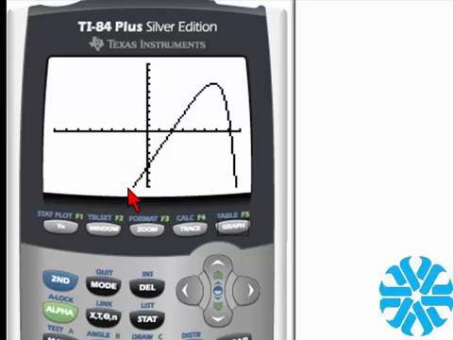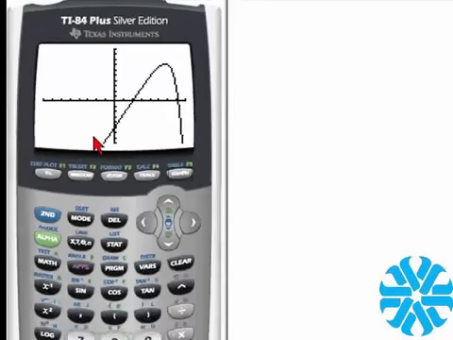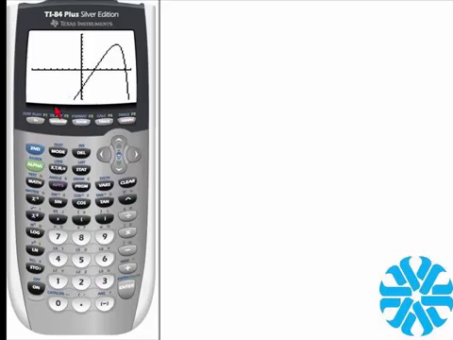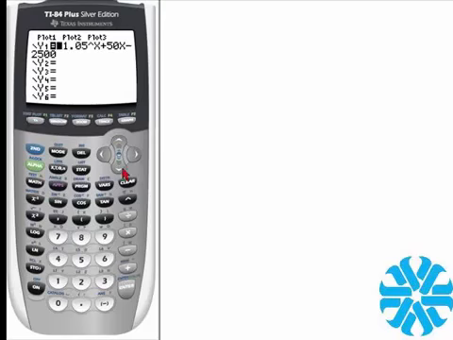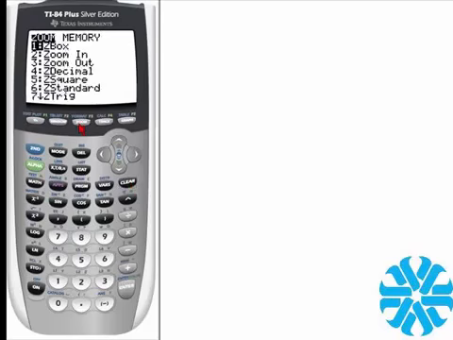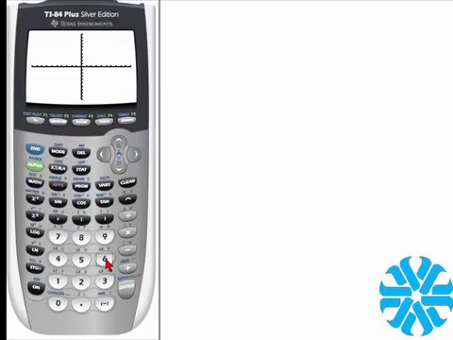Okay, so let's go to our last example, example number 3. First, before we do that, let's clear everything out. So we're going to have y equals. Let's clear this function, and let's go to zoom, and then standard, and let's quit out of this.